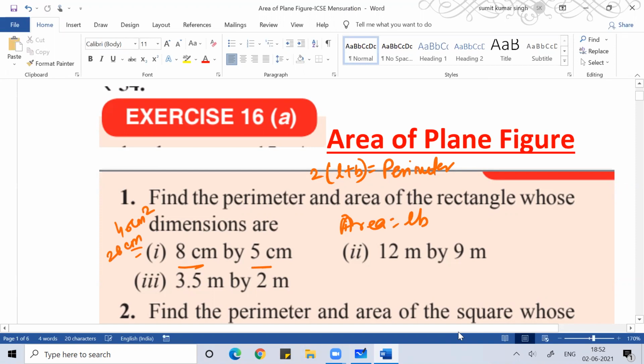That will be the perimeter. Next, 12 meter and 9 meter. The area will be 108 meter square and the perimeter would be 42 meter. Next, 3.5 and 2. So the area will be 7 meters square and the perimeter will be 11 meters.